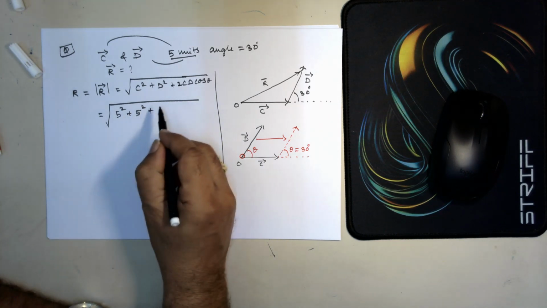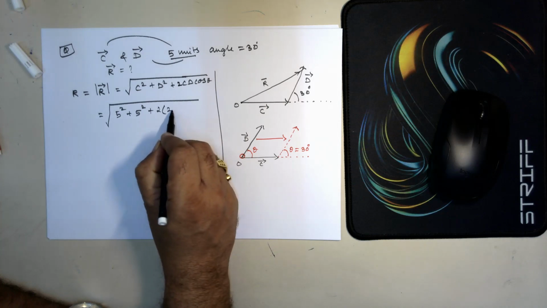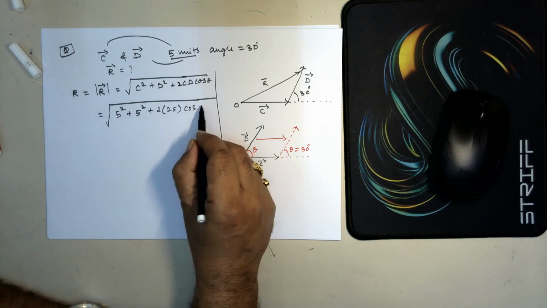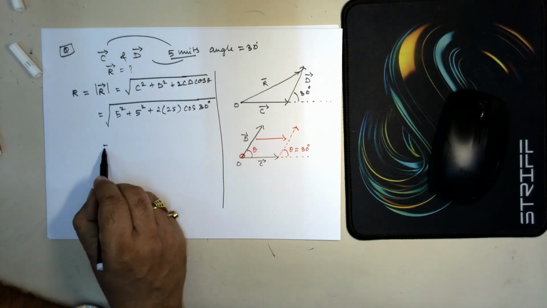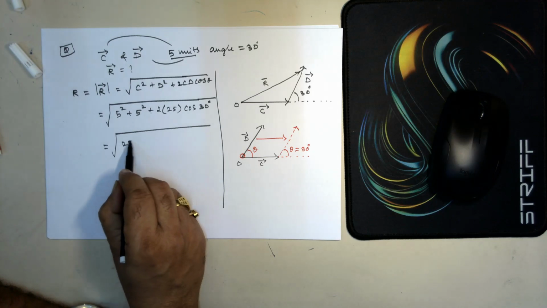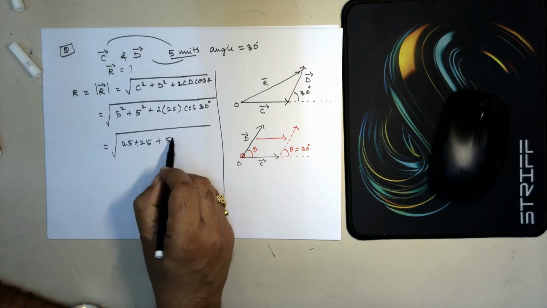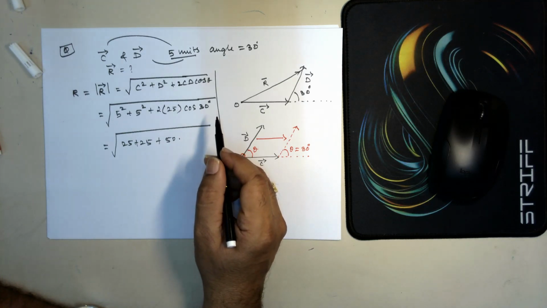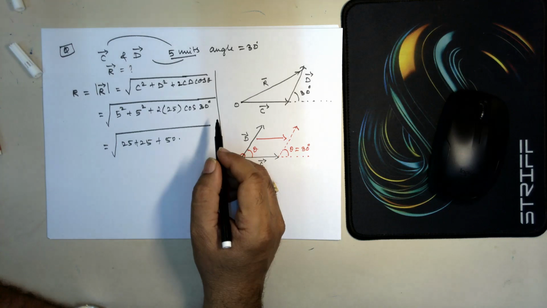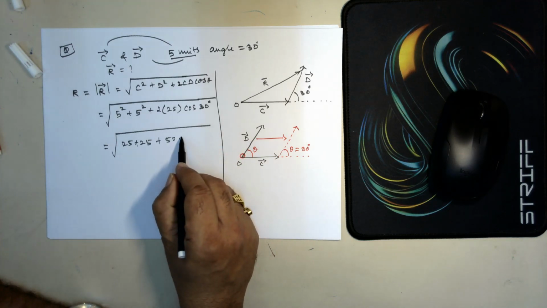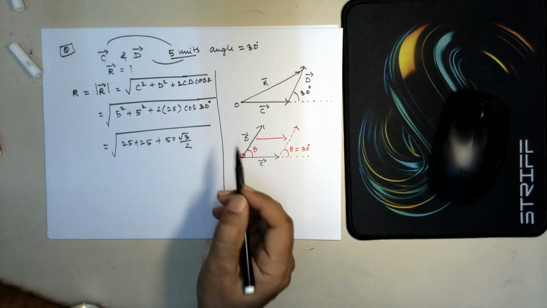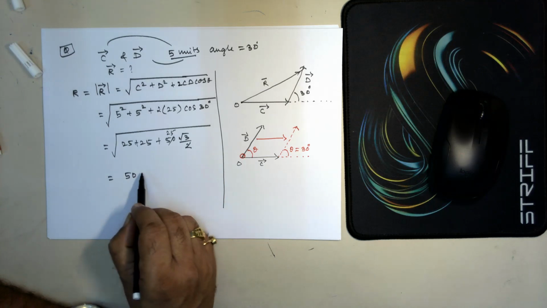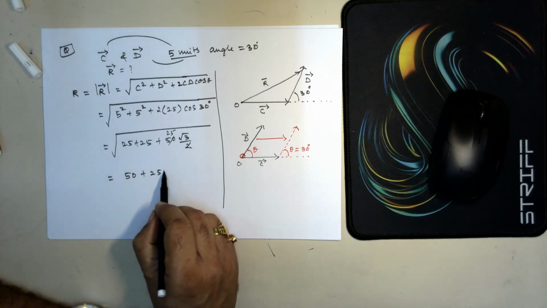So 5 squared, plus 5 squared, plus 2CD: 2 into 5 into 5, 25. Cos theta. What is theta? 30 degree. Okay. So you can further expand: 25 plus 25 plus 50 into, what is cos 30 degree? Root 3 by 2, right? So you can strike this one, so you can make this 25. Therefore, 50 plus 25 root 3.